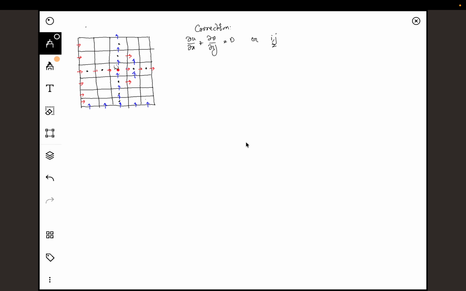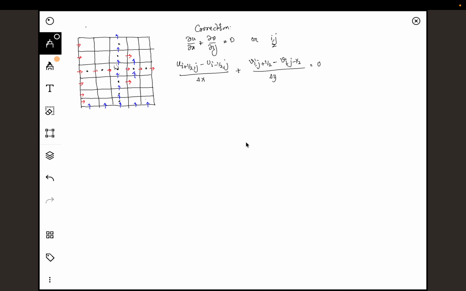So at this point, del u del x is this minus, like we again use central differencing. This will be u(i plus half, j) minus u(i minus half, j) by delta x, plus del v del y. We can use these 2 points again with central differencing. So v(i, j plus half) minus v(i, j minus half) by delta y equals 0.